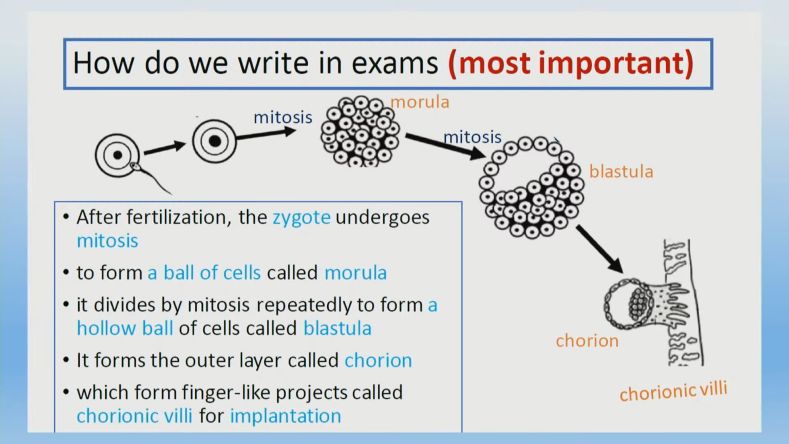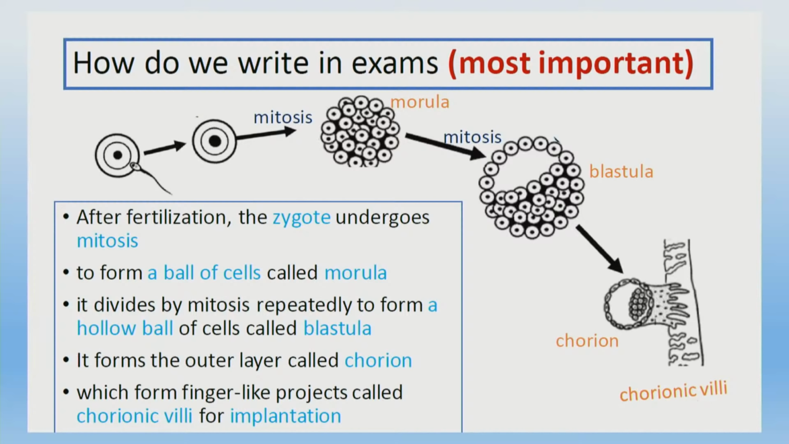And then after that, the morula will also divide by the process of mitosis to form a hollow ball of cells called the blastula. And again, if you make a mistake and call the blastula a ball of cells, it means that you will also lose 2 marks again. So please make sure that when you write this process, there is logic.